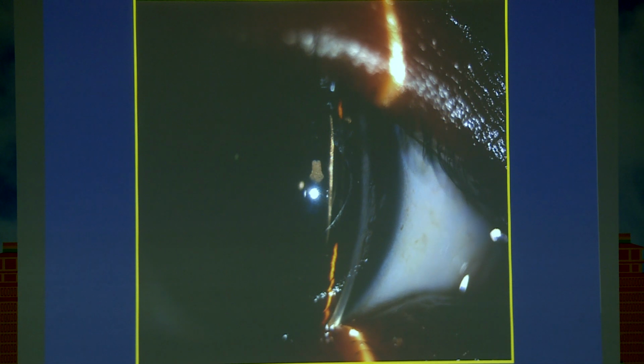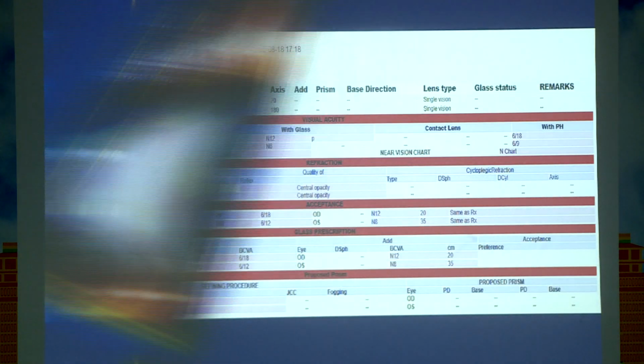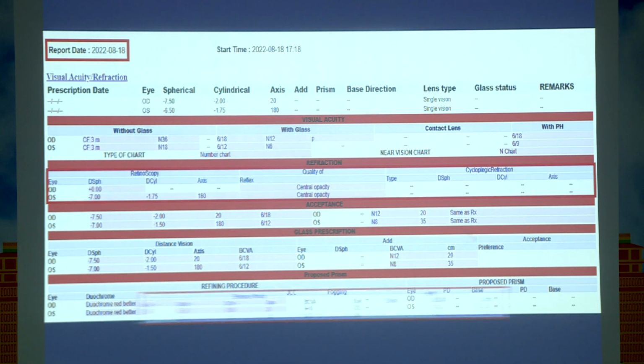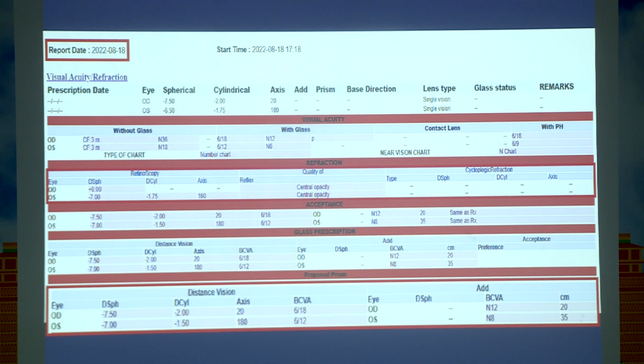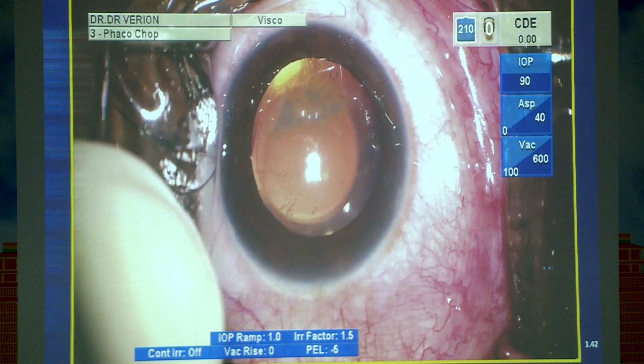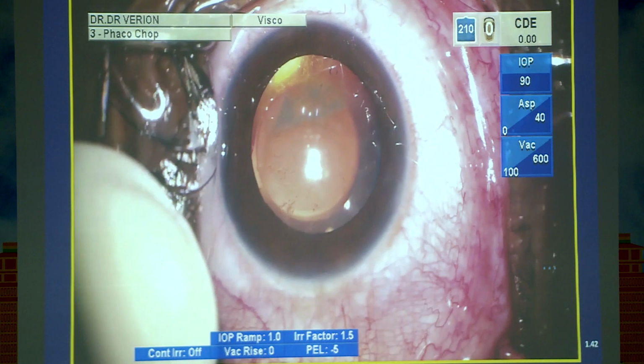But then he did develop a cataract and presented to us with bilateral cataract 10 years later. There's some amount of progression of the myopic error compared to what we saw in the immediate post-operative period. But this is the way you take the lens out.